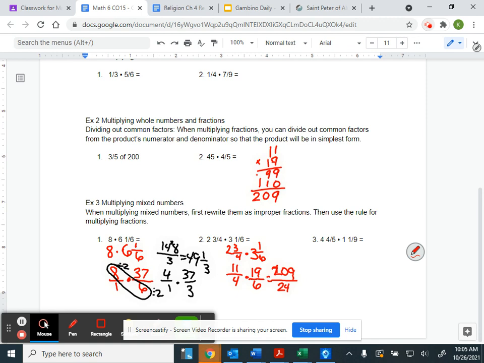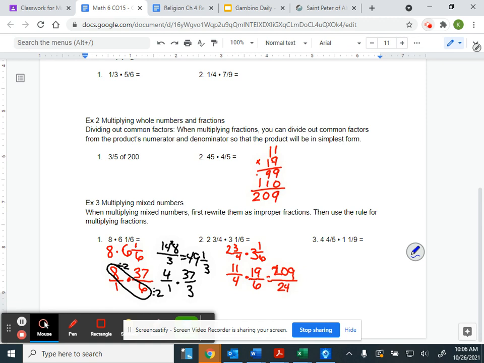So if you turn them into improper fractions, 2 and 3/4 would be 11/4. 3 and 1/6 would be 19/6. Multiplying across 11 times 19 is 209. 4 times 6 is 24. Am I done? No, it's improper. Mrs. Dawson does not want improper at her school. So we need to see how many times can I pull 24 out of 209?